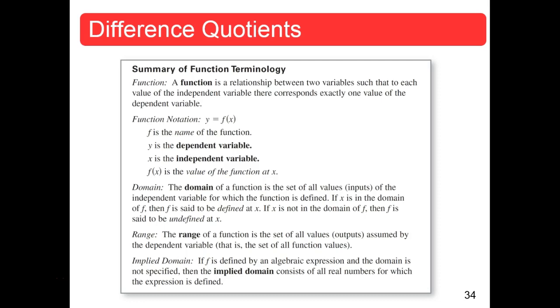The range of the function is the set of all the values or outputs assumed by the dependent variable, that is, the function values. For implied domains, if f is defined by an algebraic expression and the domain is not specified, you always assume all real numbers unless there is something that would make it undefined. For instance, x is in the denominator, which would make the denominator go to 0, or x is under a square root, which would make that go negative. You have to exclude those. All right, that finishes 1.4.